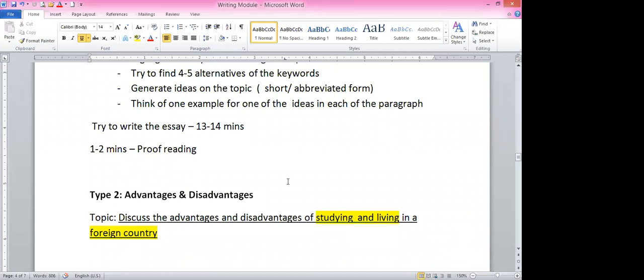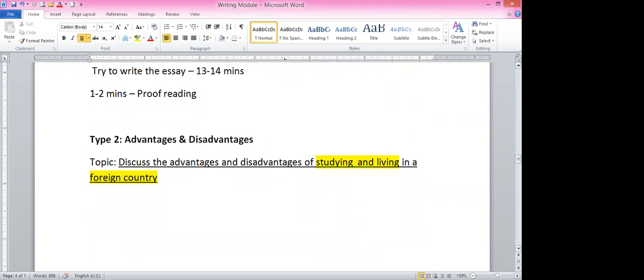Very clear? Now remember your topic: advantages and disadvantages. They may not always say advantages and disadvantages in the given exam. They might say merits and demerits, pros and cons, virtues and vices, gains and losses, or profits and dangers. So these kinds of words they might use. Please understand they all represent a type 2 essay.